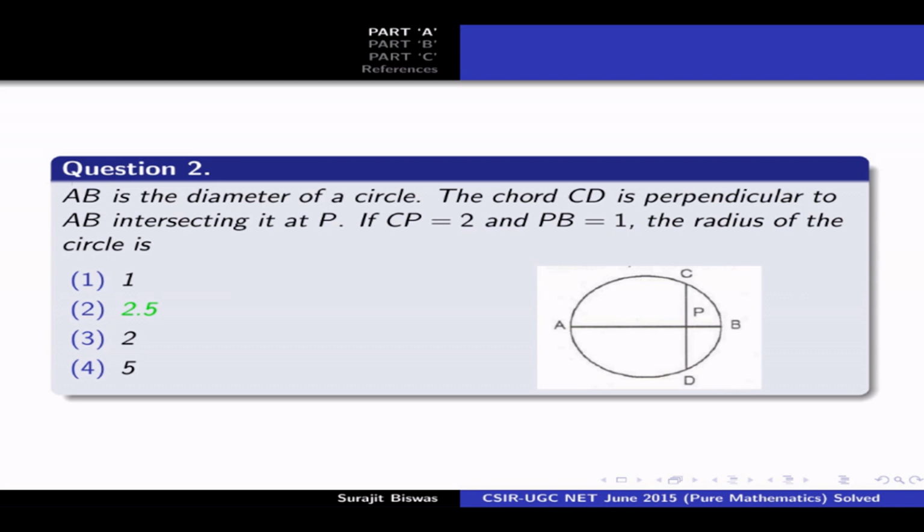AB is the diameter of a circle. So this is AB, given. The chord CD is perpendicular to AB, intersecting it at P. If CP equal to 2 and PB equal to 1, the radius of the circle is.